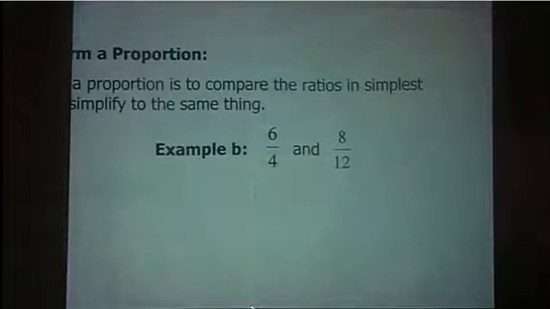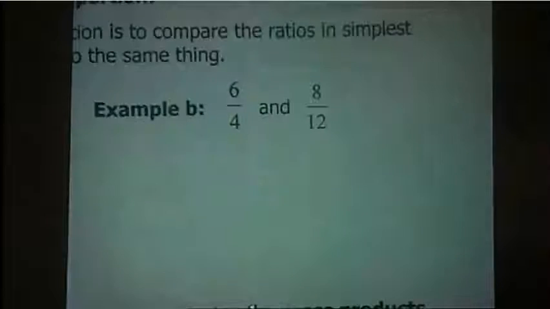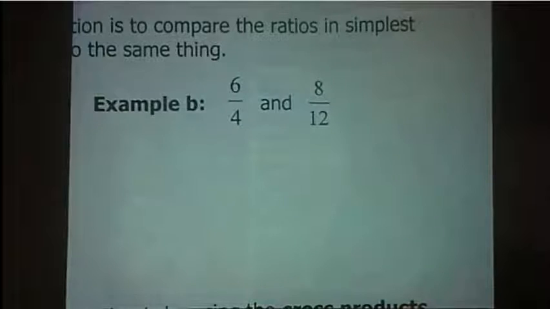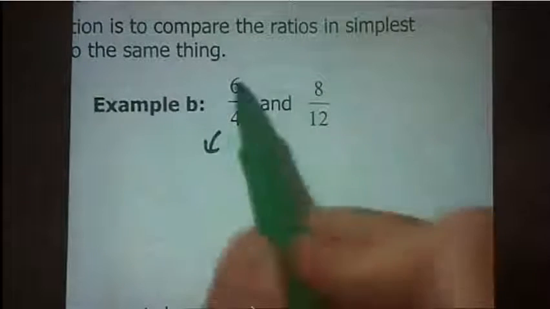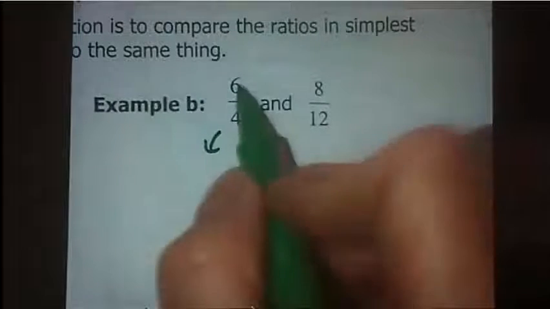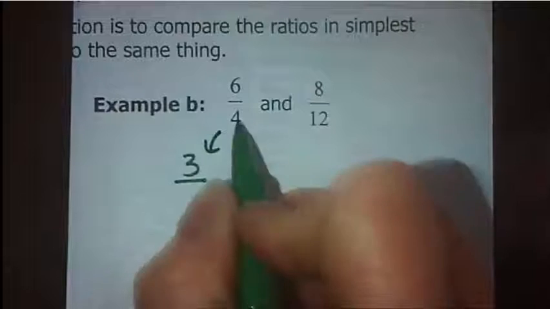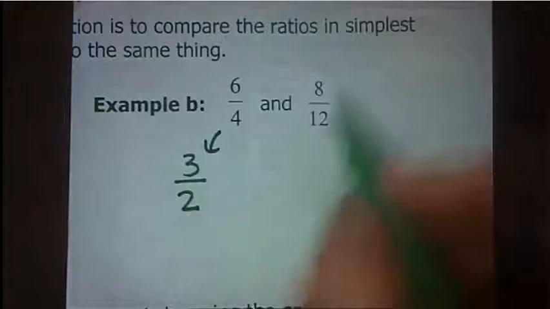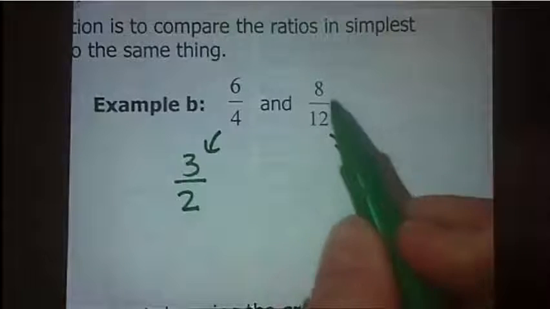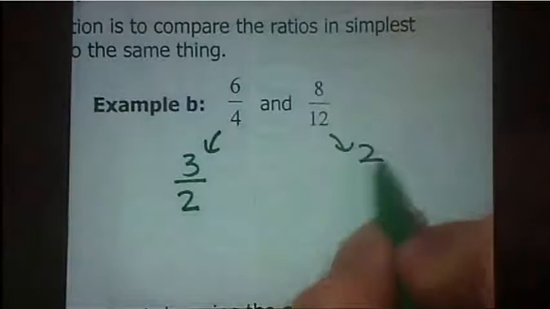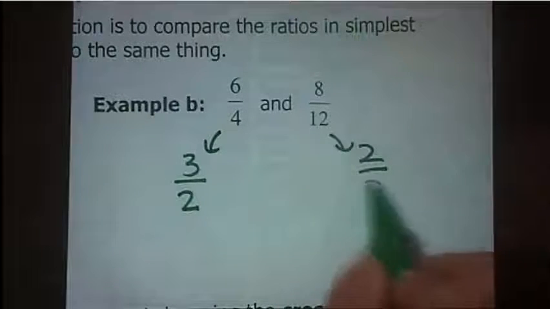Example B, I have 6/4 and 8/12. We want to identify if this is a proportional relationship, if I can put an equal sign between the two of them. So we'll simplify each one. 6/4. 2 is the GCF. 6 divided by 2 is 3. 4 divided by 2 is 2. So 6/4 simplifies into 3/2. 8/12 has a GCF of 4. So 8 divided by 4 is 2. 12 divided by 4 is 3.